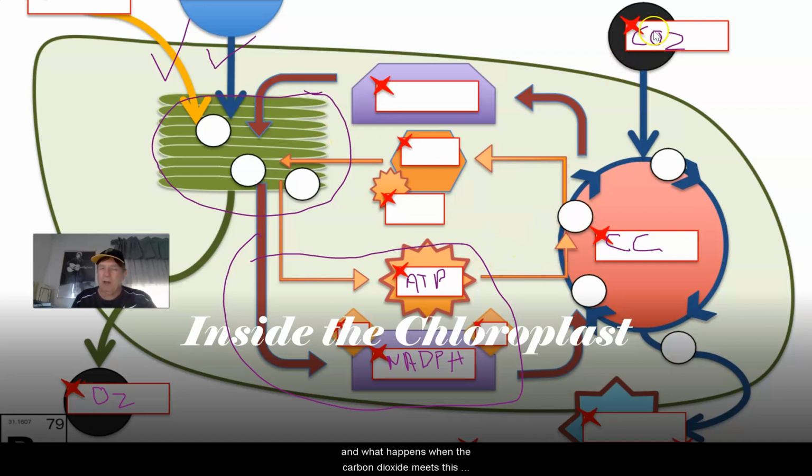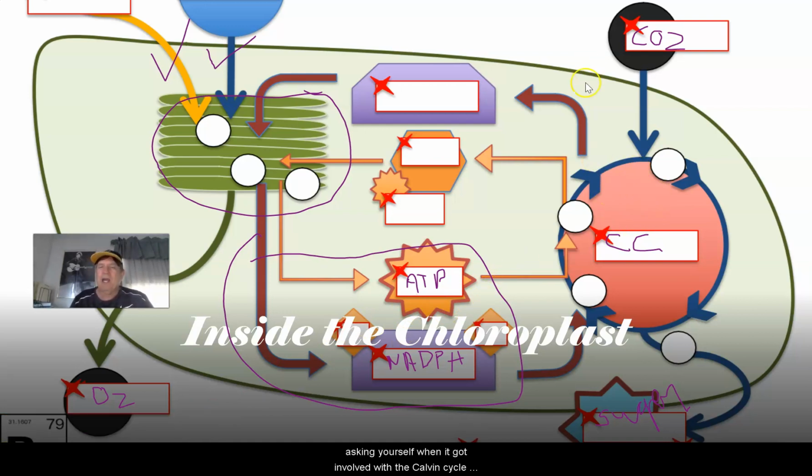And what happens when the carbon dioxide meets its energy? We get sugar. Well, that's great, because now we have three things going into the chloroplast. We have two things coming out. But what happened to this energy, Mr. Ryan? I know what you're asking yourself.